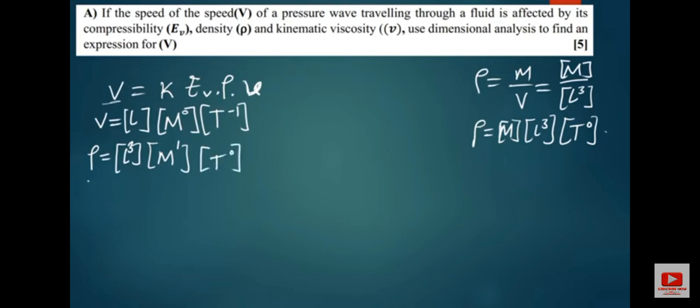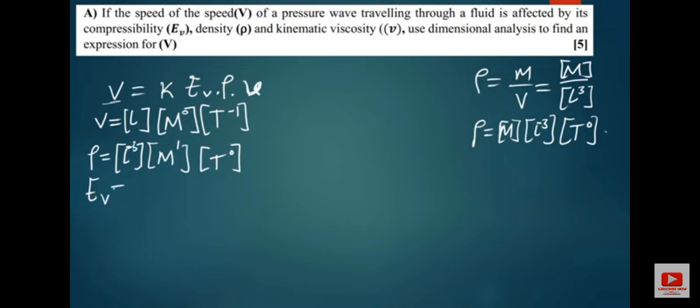Then we also have to find the dimensions for compressibility. But I have a question on the density. Yes, it's supposed to have a negative. Thank you, I just saw it. The moment you said it, I realized I had made a mistake somewhere. So it's supposed to have a -3 there.